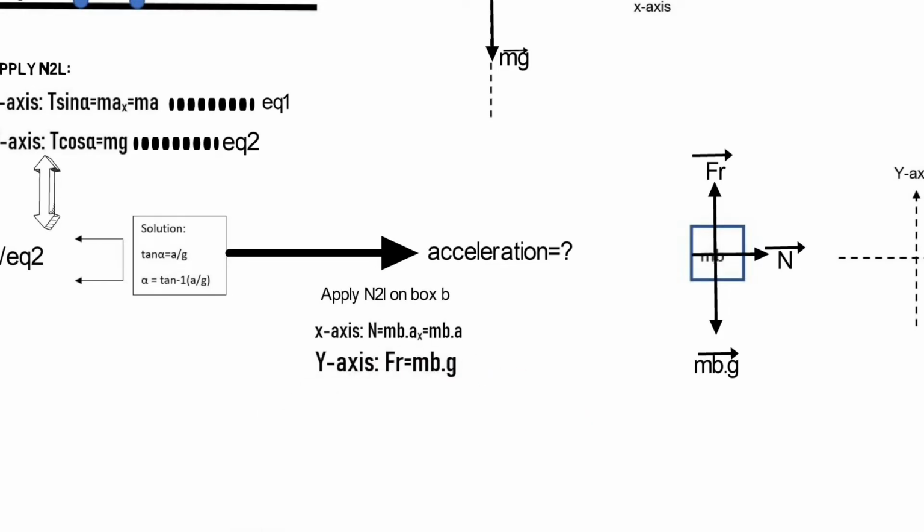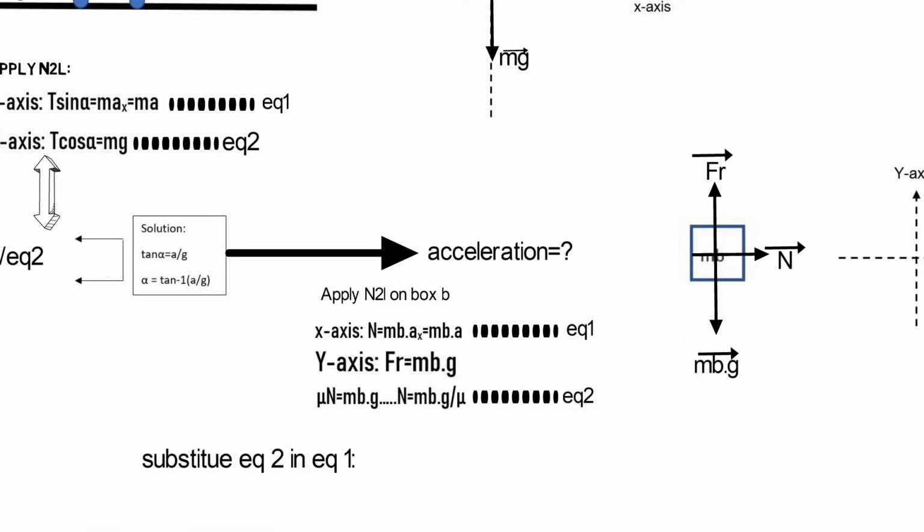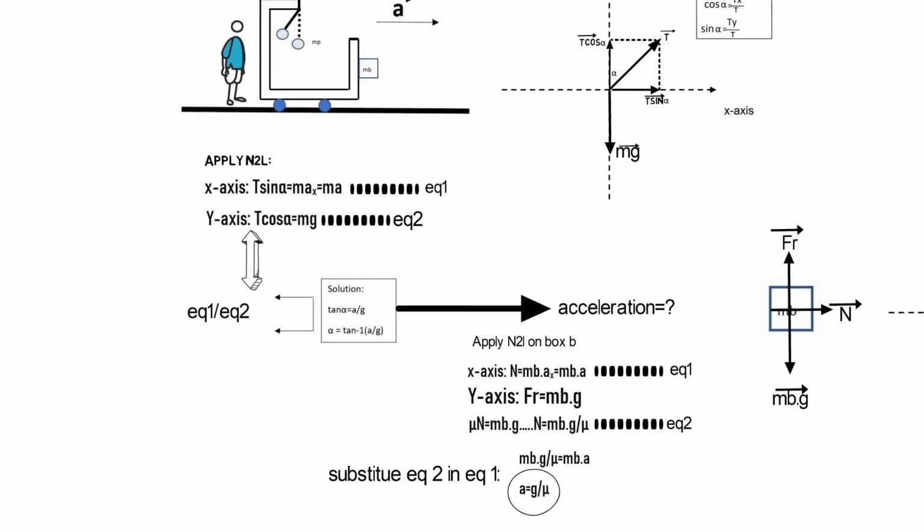And we know that the friction is equal to the coefficient of friction, mu, multiplied by the normal force N. So we get mu multiplied by N equal to mg. Then the normal force is equal to mg divided by mu, the coefficient of friction. Now we replace the value of the normal force by substituting equation 2 into equation 1, and we get that the acceleration is equal to gravity over the coefficient of friction mu. Now we have the value of the acceleration.